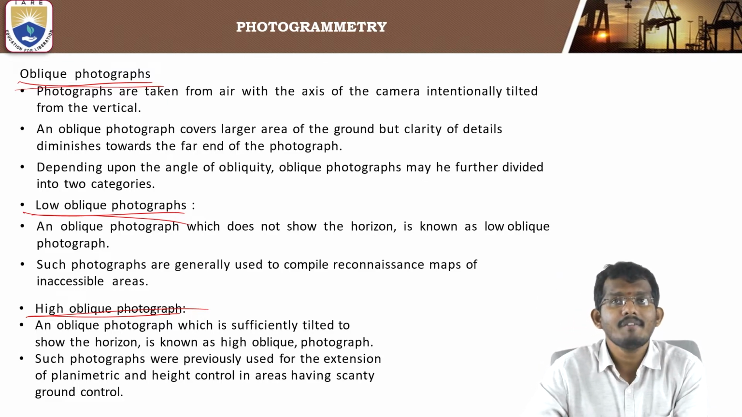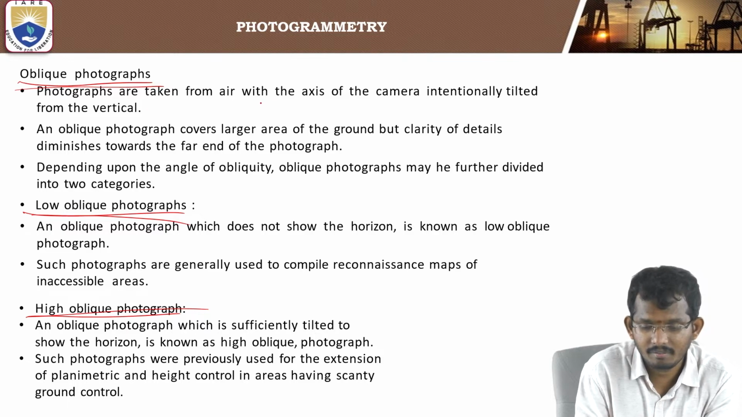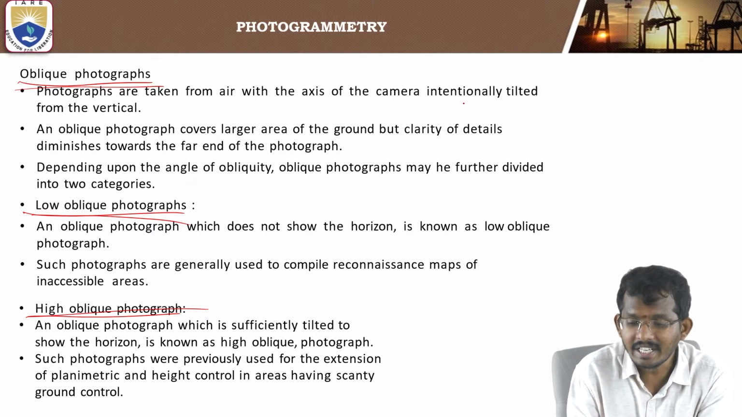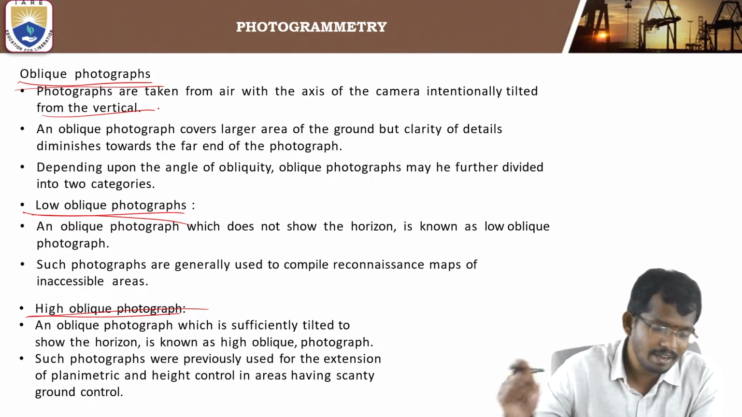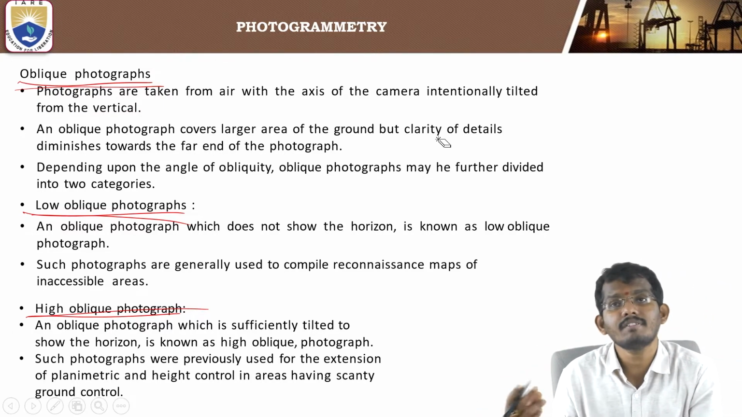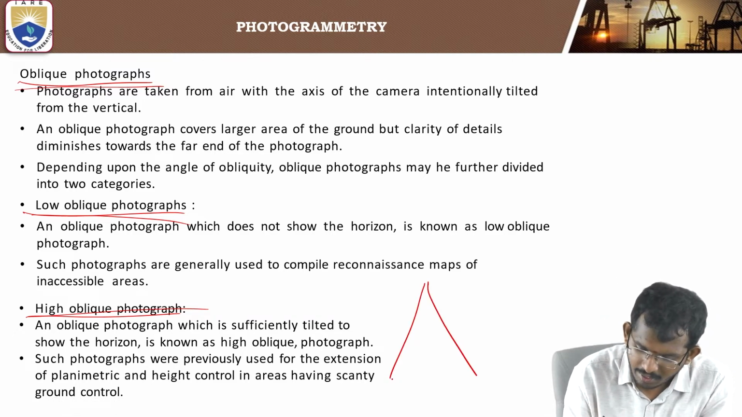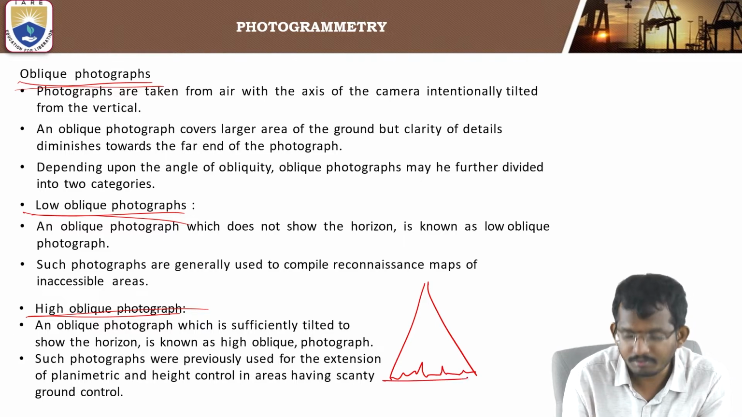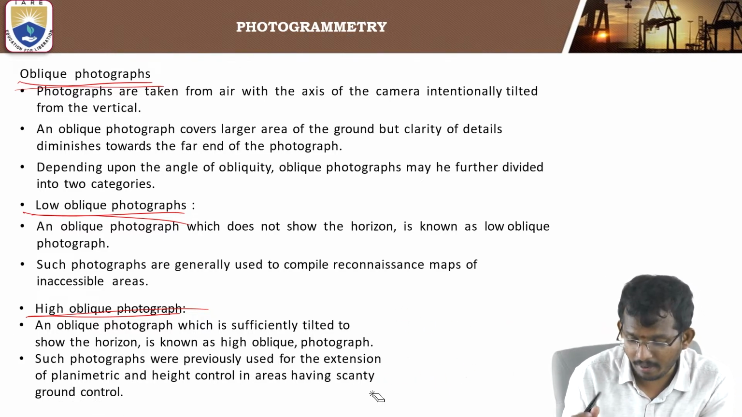Again in oblique, we are having low oblique and high oblique photographs. Photographs are taken from the air with the axis of the camera intentionally tilted from vertical. Why are we intentionally tilting it from vertical? Because if you take a vertical photograph, we can see only a small area in the photograph. If you take an oblique photograph, we can cover more area.